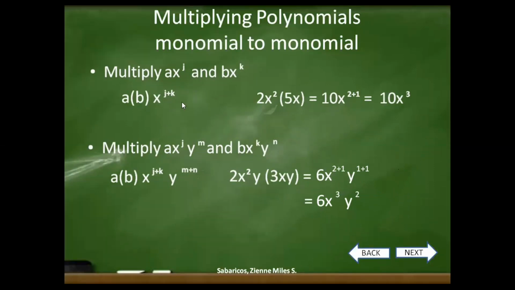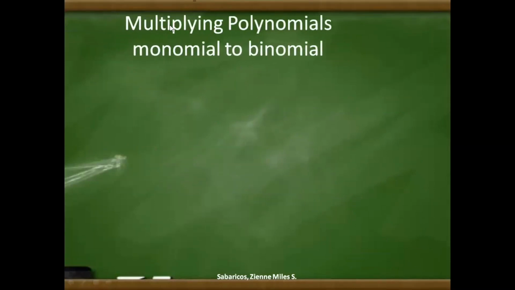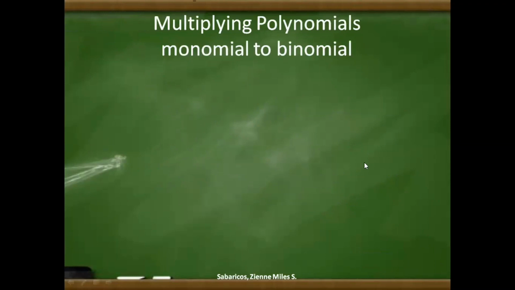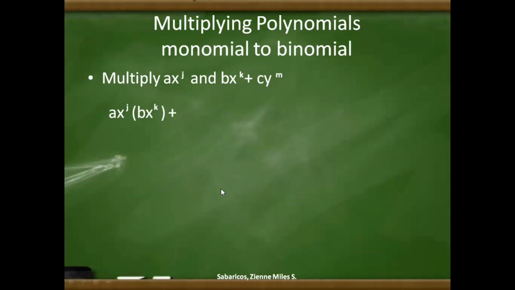Alright, now that we're done with the monomial to monomial, let us move on to multiplying polynomials, monomial to binomial. So here is the formula. If we multiply ax to the j and bx to the k plus cy to the m, first we do ax to the j times bx to the k plus ax to the j times cy to the m. You distribute the ax to the j to each term.